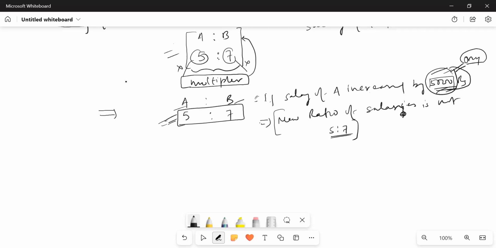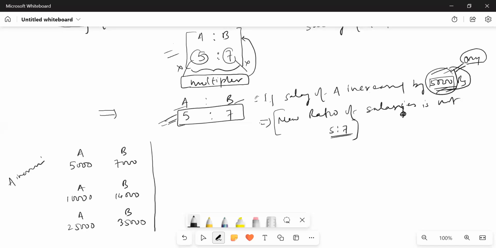will change. Like if A has a salary of 5,000, then B has a salary of 7,000 originally. If A has a salary of 10,000, then B must have a salary of 14,000. If A has a salary of 25,000, then B must have a salary of 35,000. In all these cases, if A increases by 5,000, we will be getting a different ratio. So with this change, the new ratio will be, if A increases by 5,000, 10,000 is to 7,000.